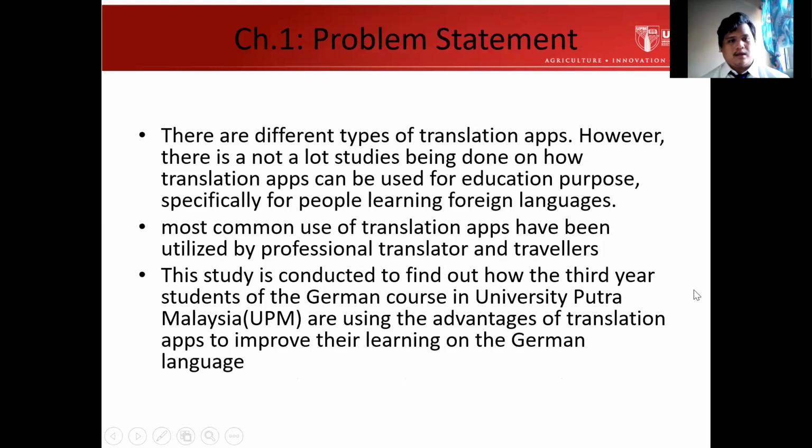Now, the problem statement. There are different types of translation apps. However, there are not a lot of studies being done on how translation apps can be used for education purposes, specifically for people learning a foreign language. The most common use of translation apps has been by professional translators and travelers when they travel internationally. So this study is conducted to find out how the third year students of the German course in Universiti Putra Malaysia, UPM, are using the advantages of translation apps to improve their learning of the German language.